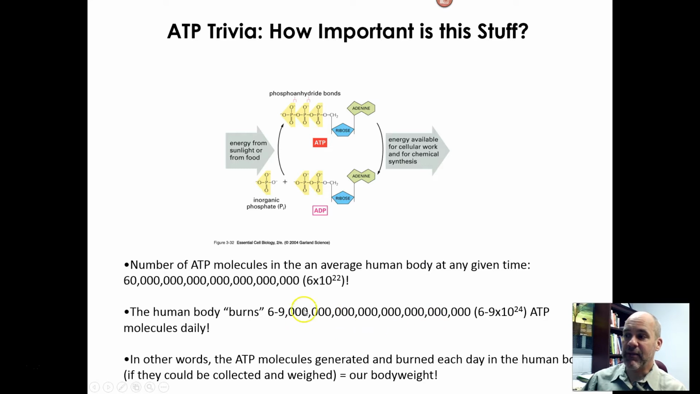And interestingly, if you could siphon all of these off and weigh them, they would actually weigh about the same as your body weight, believe it or not. It's the same thing for even a little single-celled microorganism. They're going to be creating, using, recreating, and reusing ATP molecules constantly in very, very large numbers. Hopefully that emphasizes the importance of ATP molecules to living things.